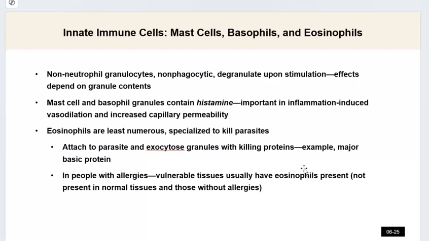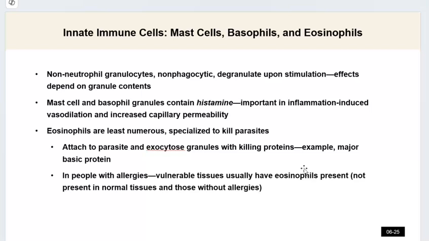Okay, so we've wrapped up neutrophils. That was fast and heavy neutrophils. Now we're going to move on to basophils, mast cells, and eosinophils. These are non-neutrophil granulocytes. They're non-phagocytic, and they degranulate upon stimulation, and the effects of them are dictated by their granule contents.